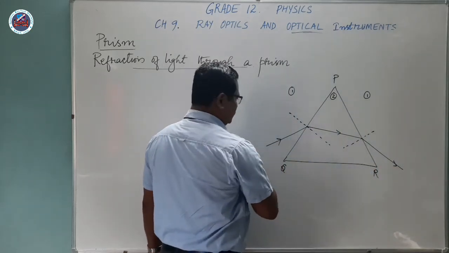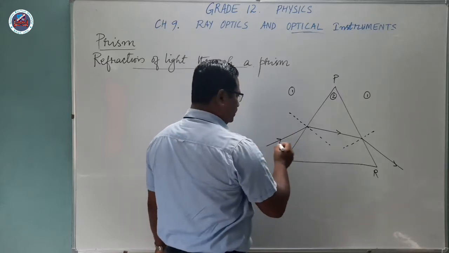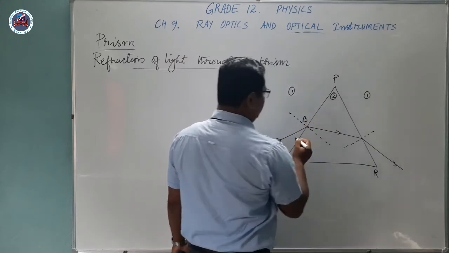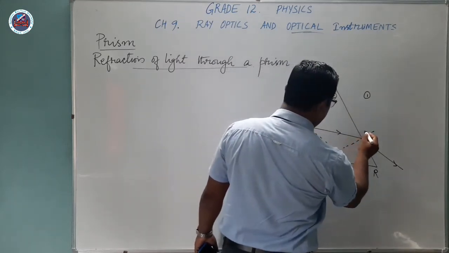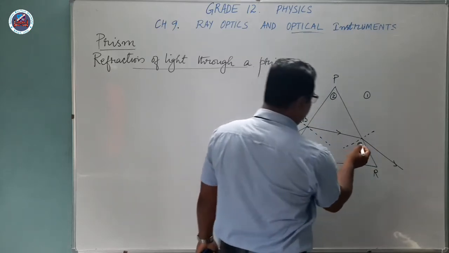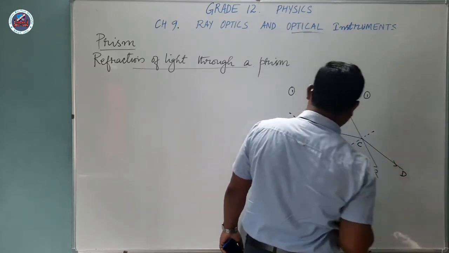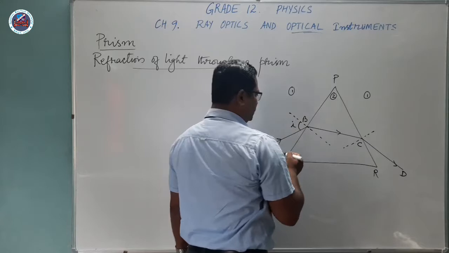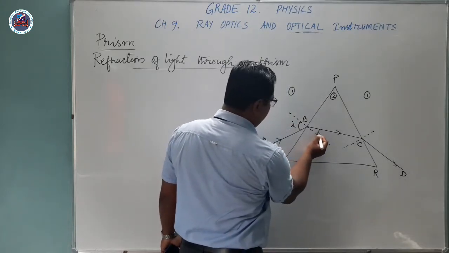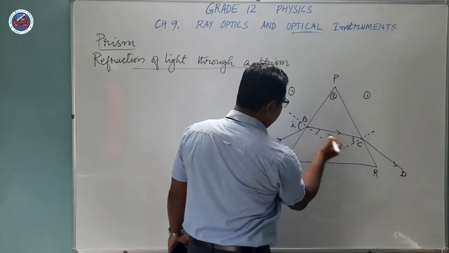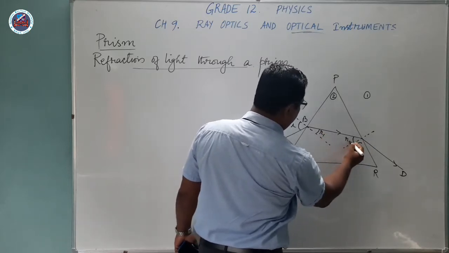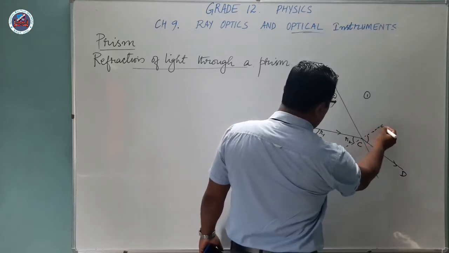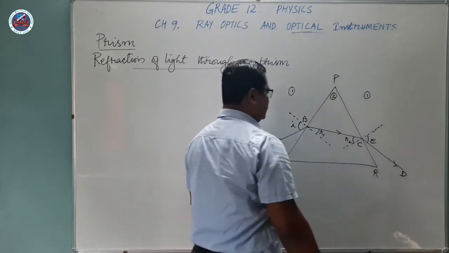This ray, the incident ray, let us mark it as AB. The refracted ray BC and the emergent ray CD. The angle between the incident ray and the normal we call the angle of incidence. The angles between the refracted ray and the normal, you will have two angles like this. One we mark as R1, the other as R2. And the angle between the emergent ray and the normal we call the angle of emergence.